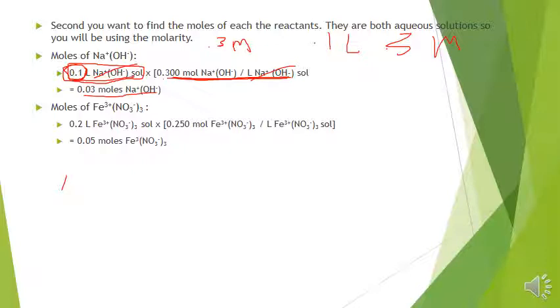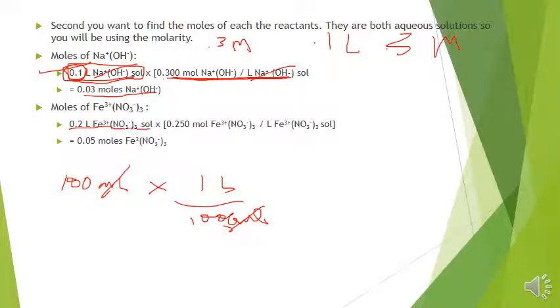You could have written 100 mils times 1 liter over 1,000 mils, and then the mils would cancel out, and you get 0.1. That's the way you can do it. Okay. So how many moles of iron 3 nitrate do we have? We have 0.2 liters of the solution. The concentration is 0.25 moles per liter. The liters will cancel out, and you end up with moles of iron nitrate.